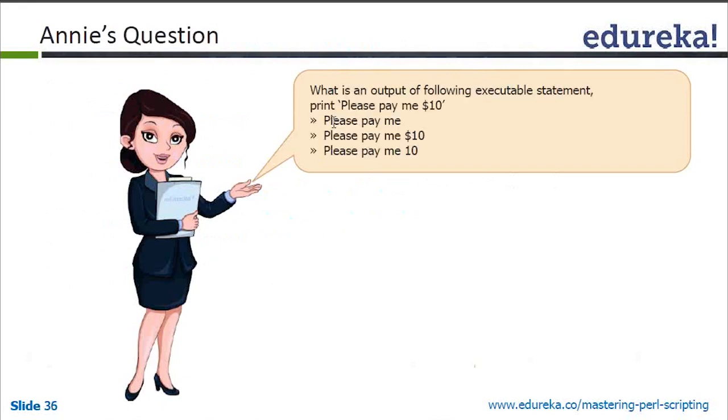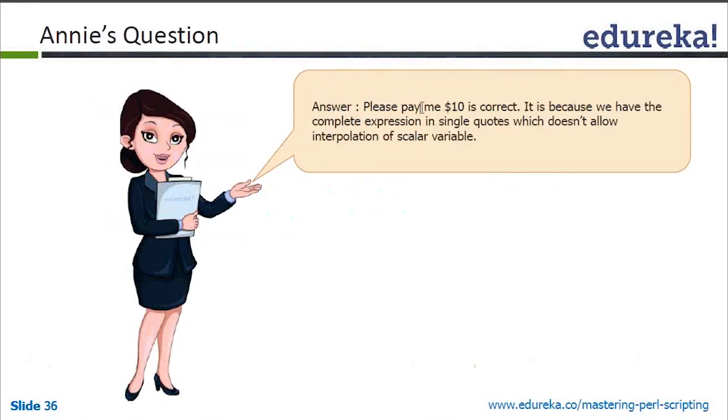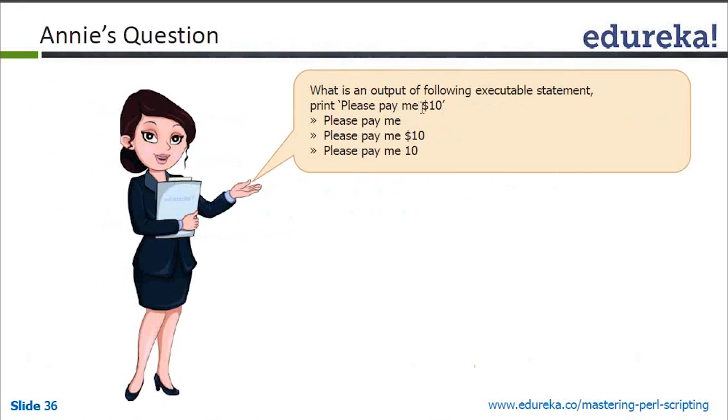What is the output of the following executable statement? Please pay me $10. Again it is very simple. Since we are putting this in single quotes, the special meaning of the $ will be gone. Sorry about that. We are just printing this as a string, and $ is not a special character, but \n or \t would be a special character. So it will just print whatever it is as a string, as it is.